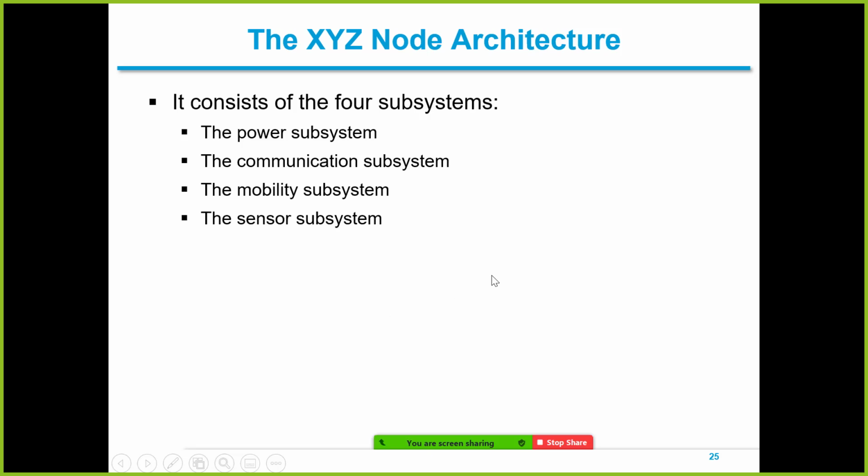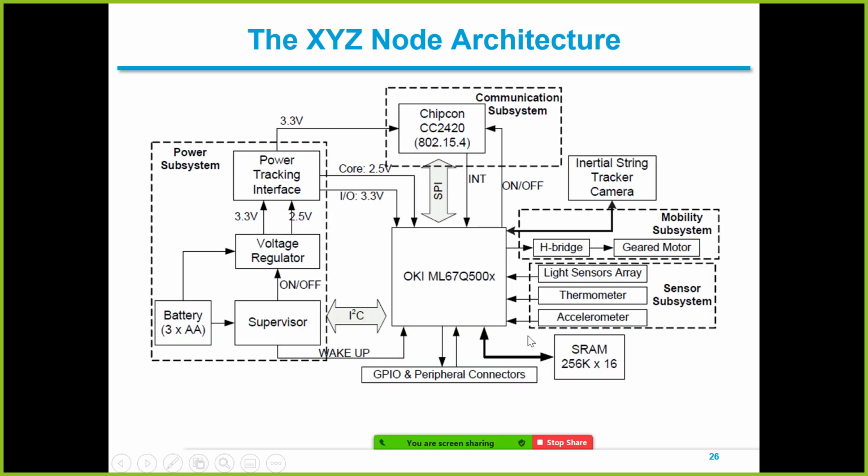The second prototype is called XYZ node. In this node, you can see we have the power supply, power management subsystem, communication subsystem, sensor subsystem, and we have a new subsystem, the mobility subsystem. So this is the node architecture. The part I create is the power subsystem part, the power part.